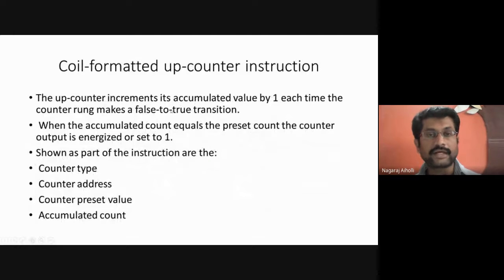The up counter increments its accumulated value by 1 each time the counter rung makes a false to true transition. Whenever the rung of the counter makes a false to true transition, from 0 to 1 state, that time the up counter will increment its accumulated value, AC value, by 1. When the accumulated count equals the preset count, that is, when the accumulated value becomes equal to set point value, the counter output is energized or set to 1.